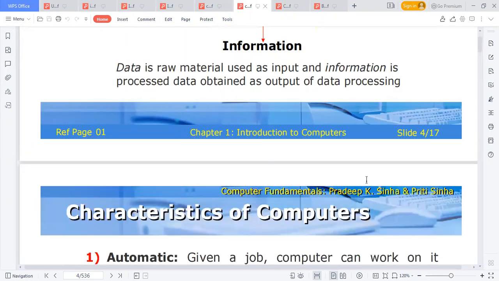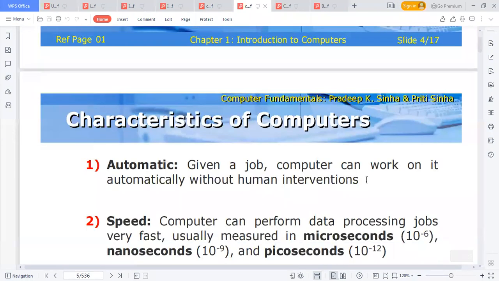Okay. So now characteristics of computers. What are the actual characteristics of a computer? First of all, the main characteristic is automatic. Given a job, a computer can work on it automatically without human intervention. That means if you give an instruction to the computer, then it will automatically generate the commands.